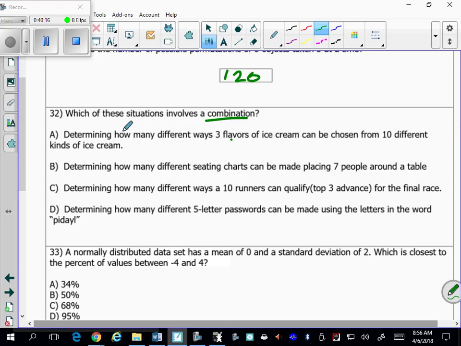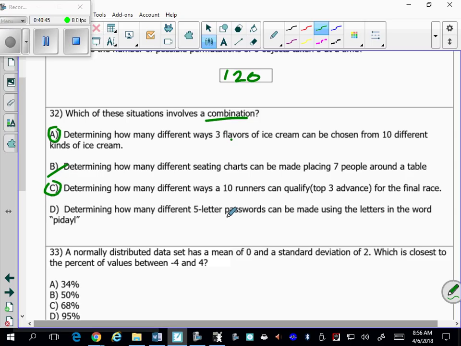How many different seating charts? Seating charts are very specific on where people sit, so that's a permutation. How many different ways can 10 runners qualify, top 3 advance? There's no order to those top 3, so that is a combination. And the last one, how many different 5-letter passwords? Passwords are very specific on the order you put the letters in, so that is a permutation. So it's A and C. If we had this on a test, we would have select all that apply. Not here though.